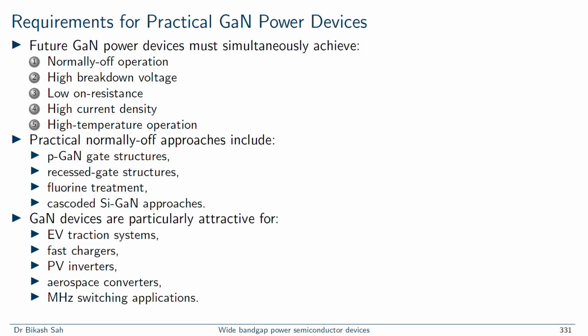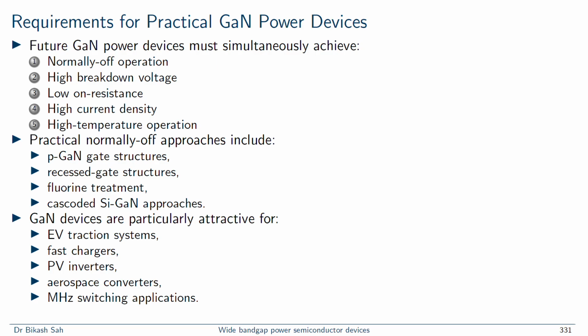Second, we need high breakdown voltage beyond low voltage adapters and point of load converters. Third, low on resistance is necessary for high efficiency. Fourth is high current density, which is needed to reduce the chip size and, obviously, the cost. Fifth, high temperature operation is required for compact systems to make sure that the cooling system doesn't become too bulky. So this is what the slide lists about the practical route of normally off operation. This could be achieved by different types of structures.